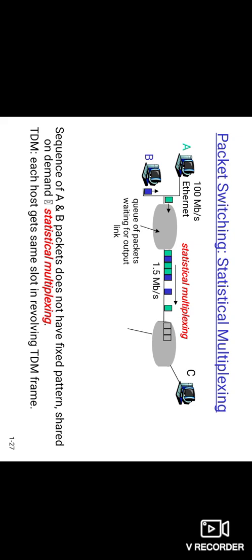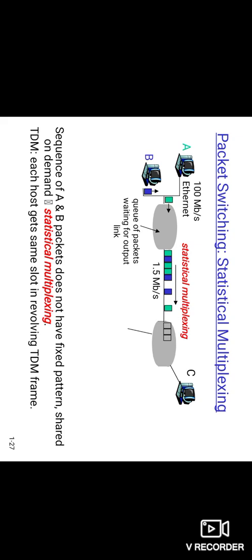Okay, so here it uses statistical multiplexing. The link transmission capacity will be shared on a packet by packet basis only among those users who have packets that need to be transmitted over the link. Such on-demand sharing of resources is sometimes referred to as statistical sharing. In TDM, each host gets the same slot in a revolving TDM frame. Here, A and B packets do not have a fixed pattern and are shared on demand. That is statistical multiplexing.